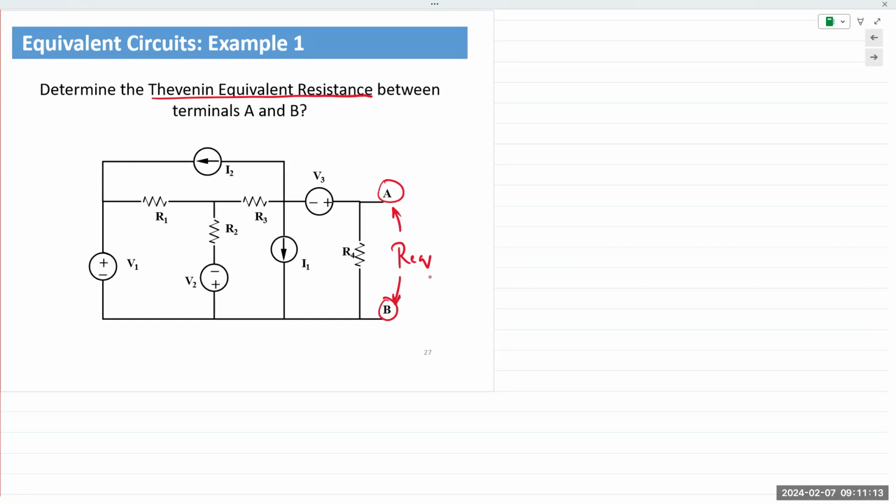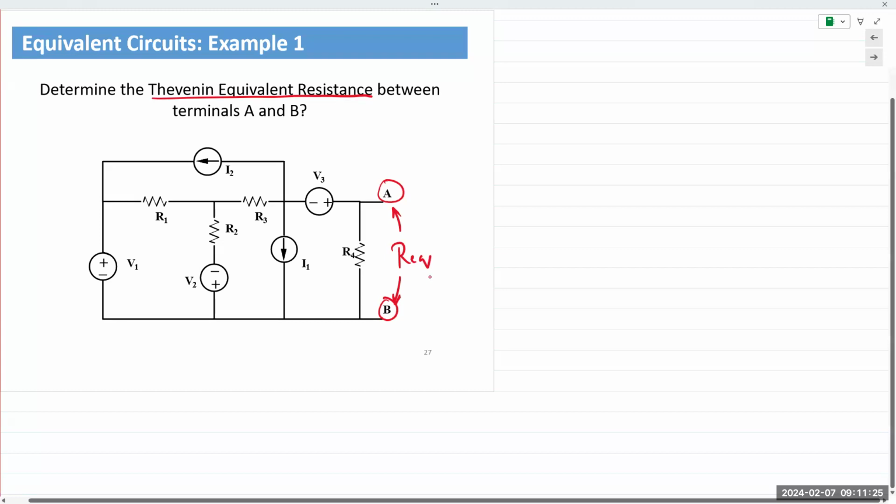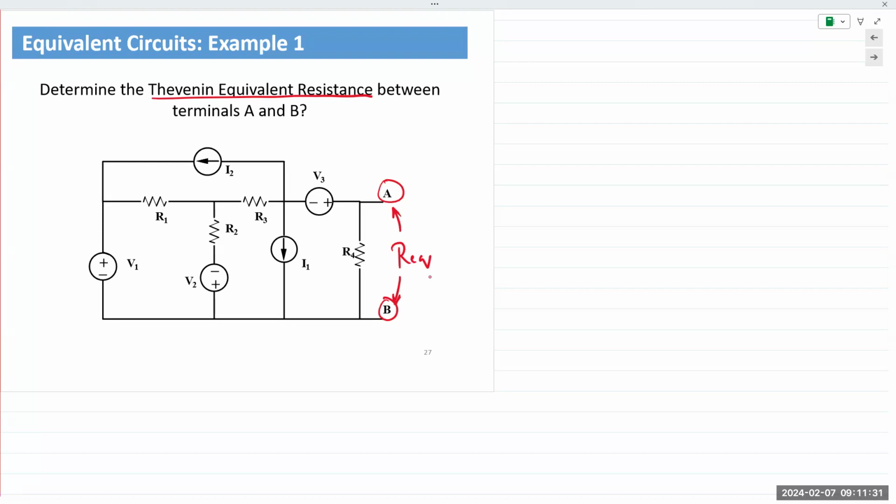Now, first step is to identify the terminals of analysis. In this case, the problem statement outright states find RTH between A and B. So you do not have to make any modification to the circuit. You simply begin your analysis. Okay, you do not have to take out any component. We are simply looking into the circuit from the perspective of these terminals and analyze the rest of it.